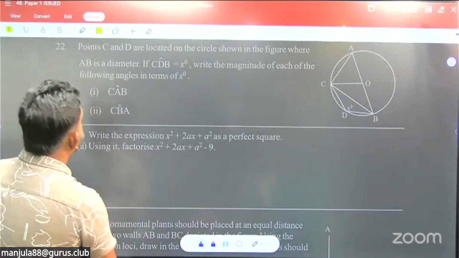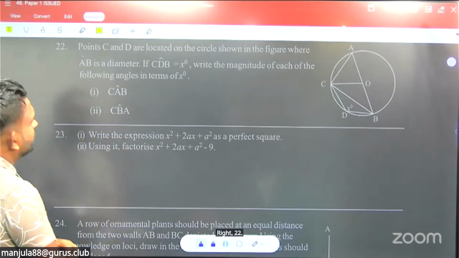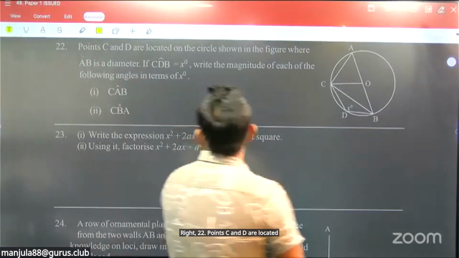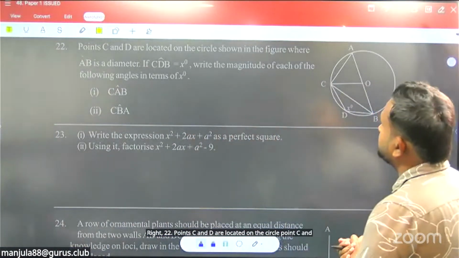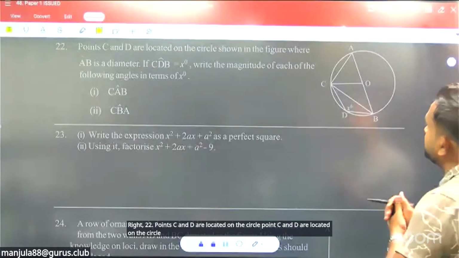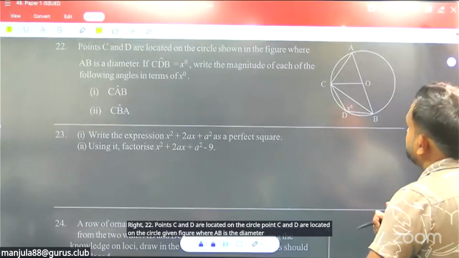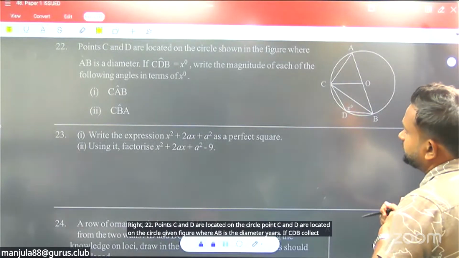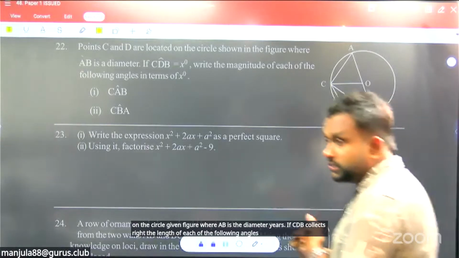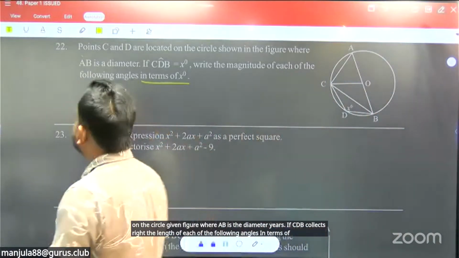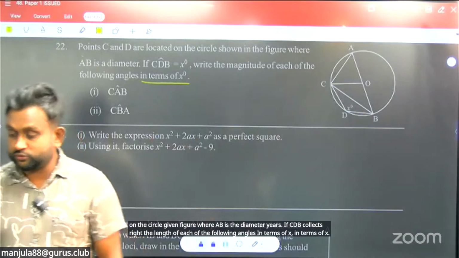Right, 22. Points C and D are located on the circle in the given figure where AB is the diameter, yes. If angle CDB equals X, write the size of each of the following angles in terms of X.